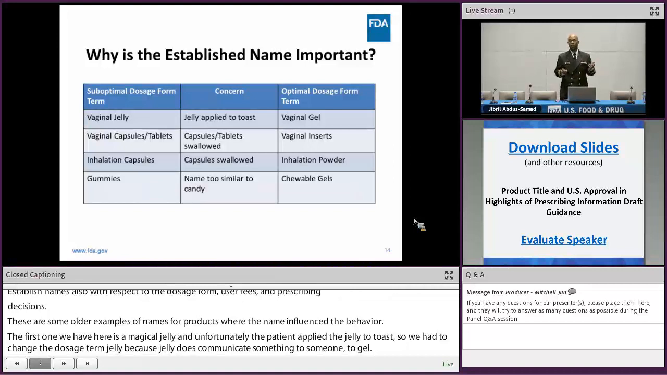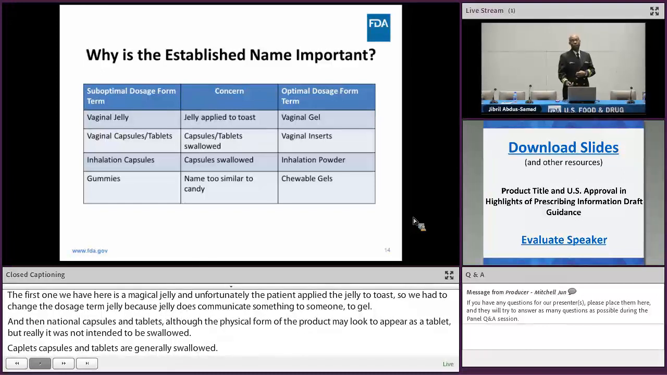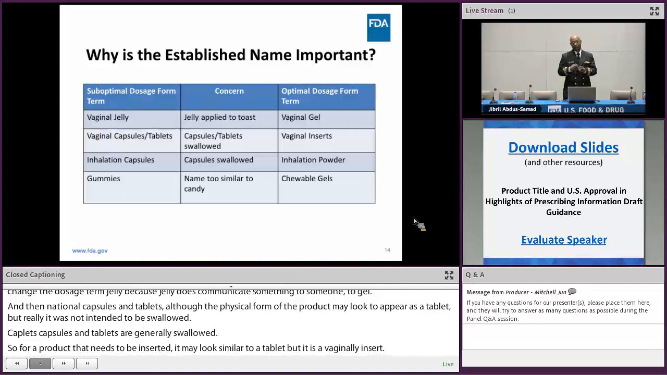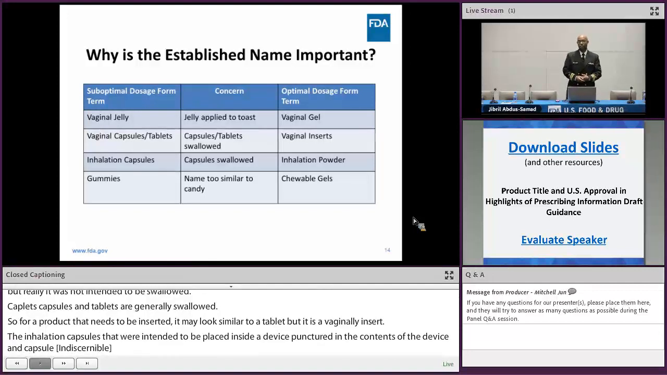Capsules and tablets are generally swallowed. So the dosage form term now for a product that needs to be inserted, even though it may look similar to a tablet, is vaginal inserts. We have inhalation capsules that were intended to be placed inside a device, punctured, and then the contents of the capsule were intended to be inhaled. But often patients taking multiple medications may take the capsule out and swallow it, because typically you would swallow a capsule. But the dosage form term is now inhalation powder.